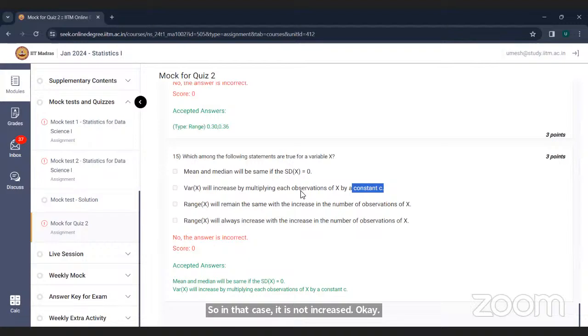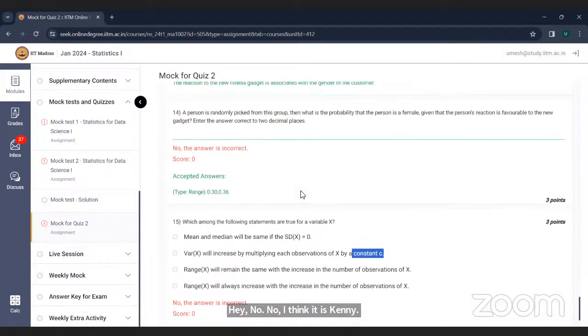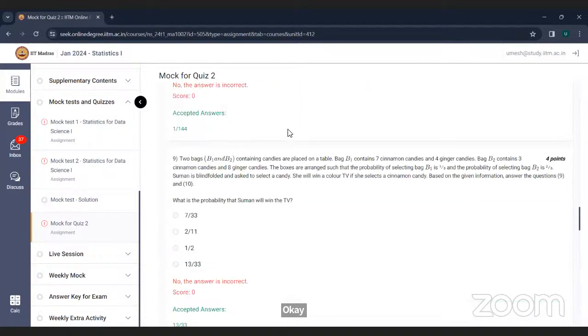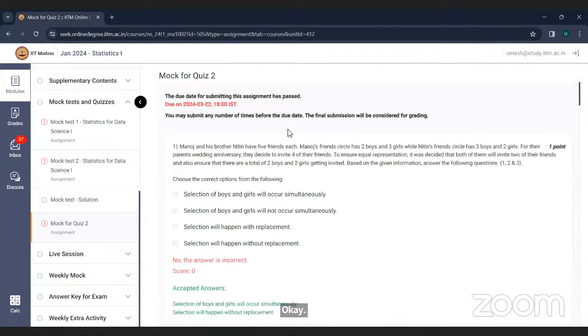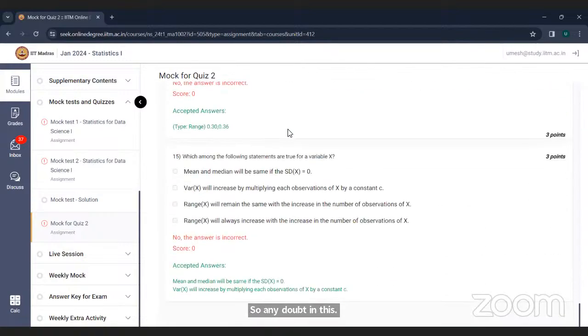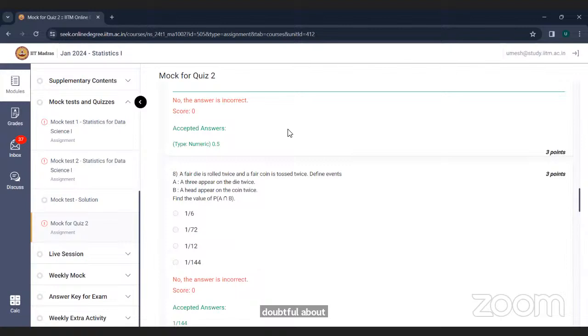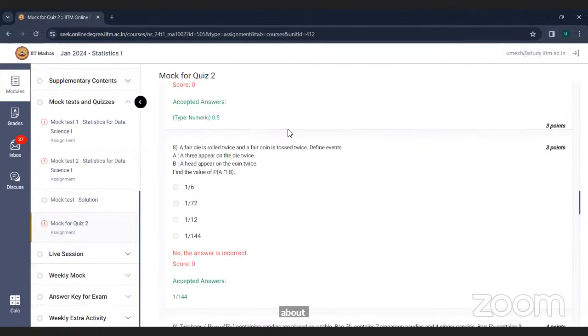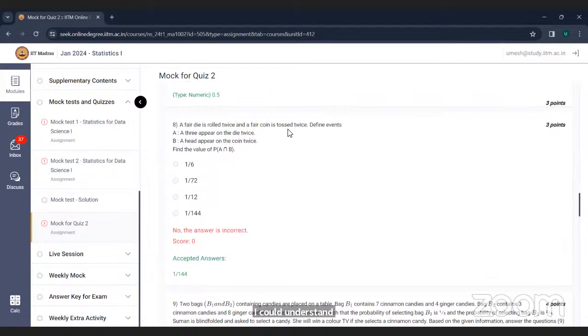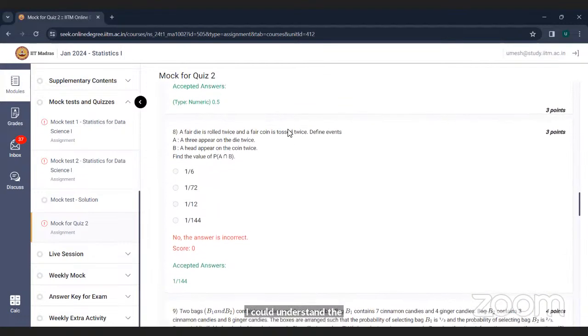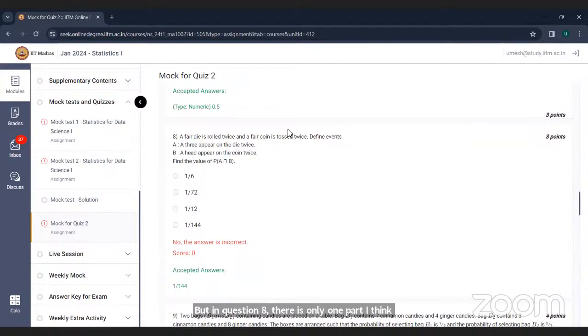Any doubt? Now I think it is clear. Any doubt in this? Sir, question 8, the second part, I'm a little doubtful about. Okay, second part of question 8. I think there is only one part in question 8. How come we got 1 by 44?